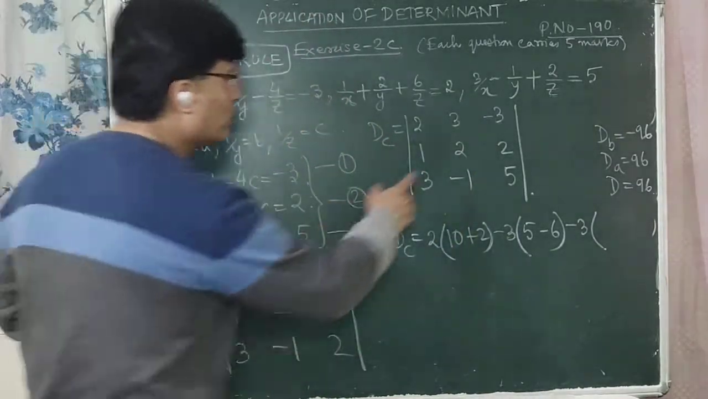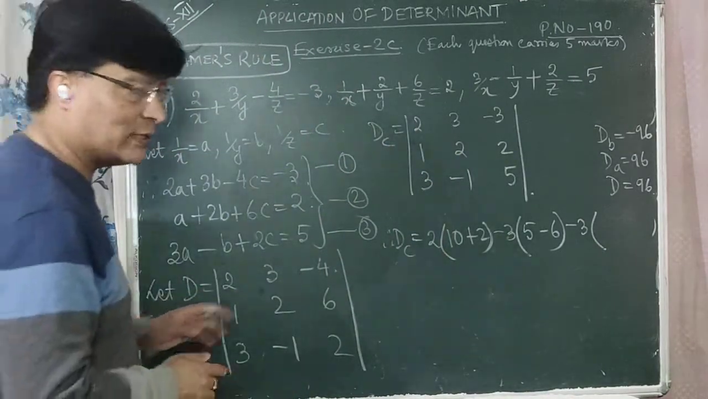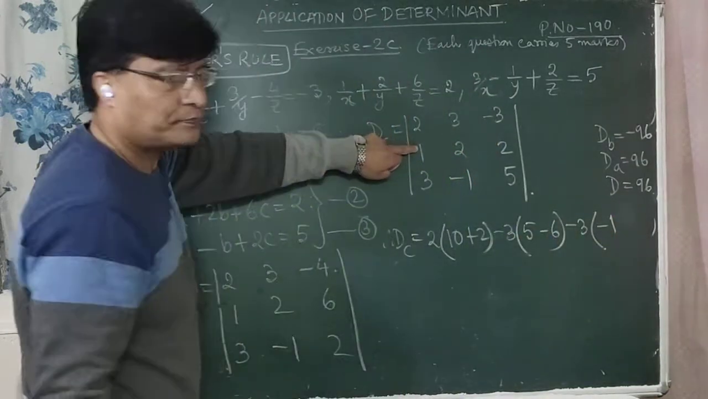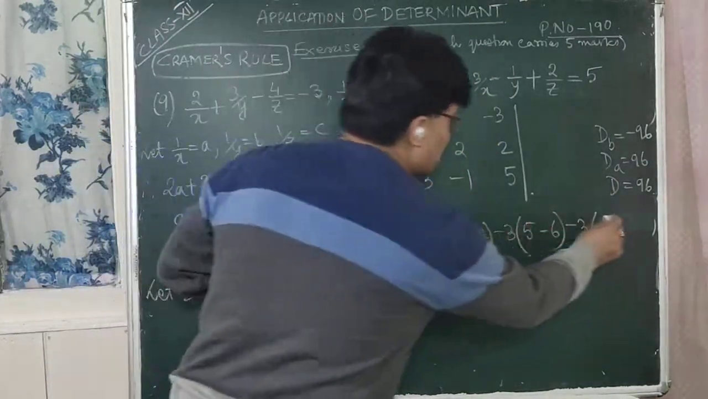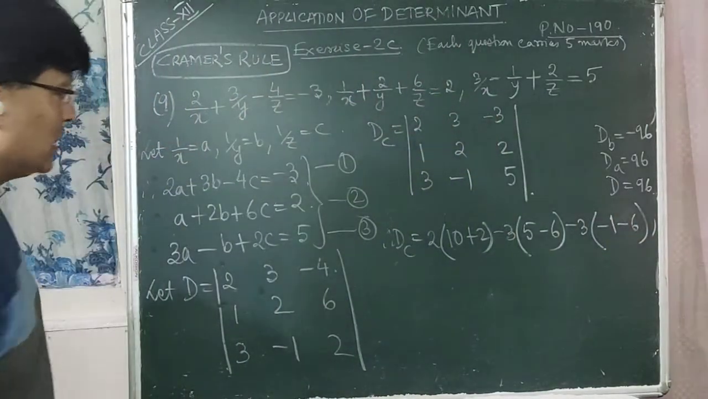So what will you do? This is the second order determinant. You have to expand it. You know how to expand it, isn't it? Now cross multiply 1 by minus 1. Minus 1. Then 3 2s are 6. That is minus 6. Okay? So let us simplify it.